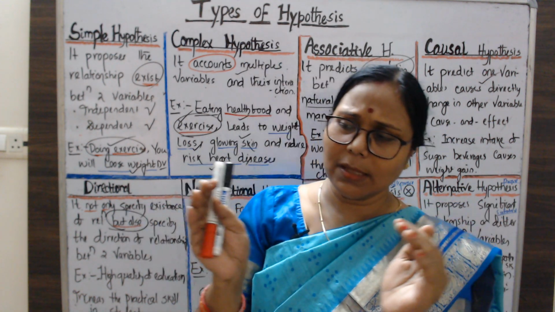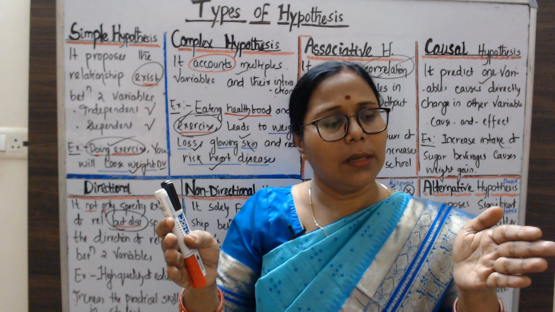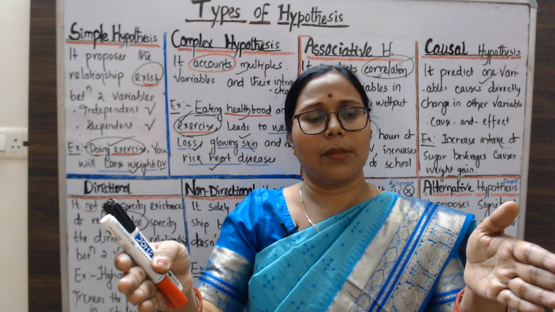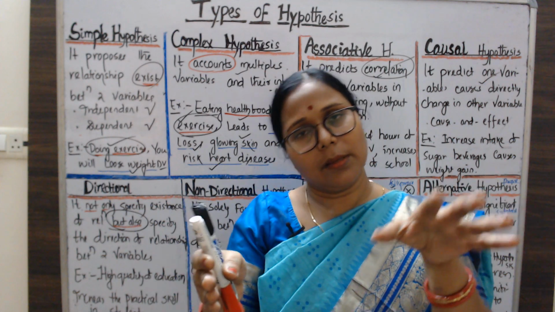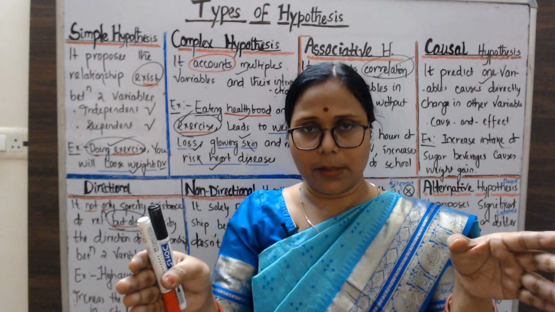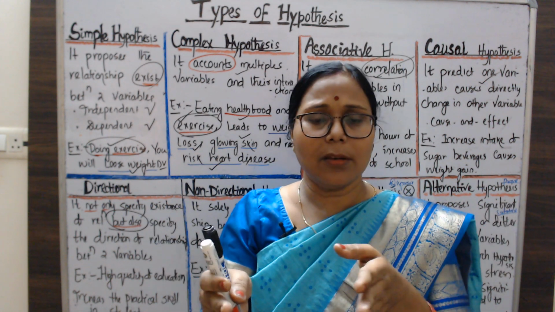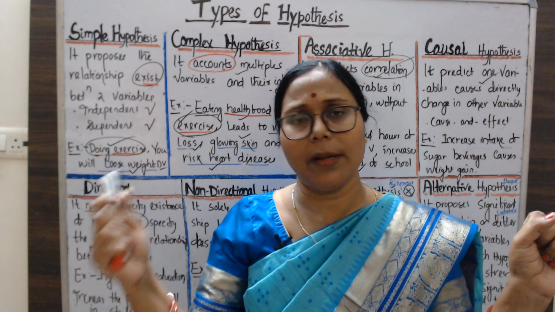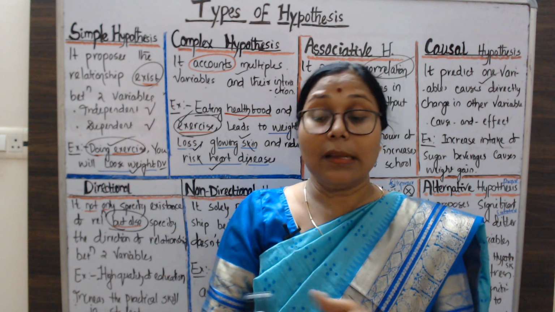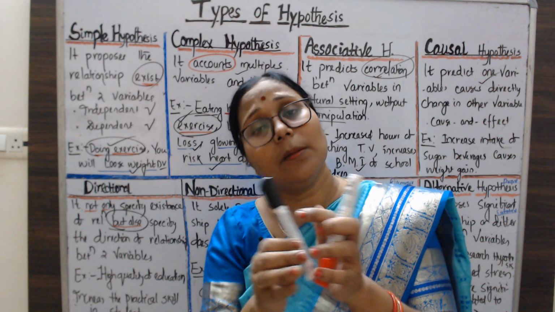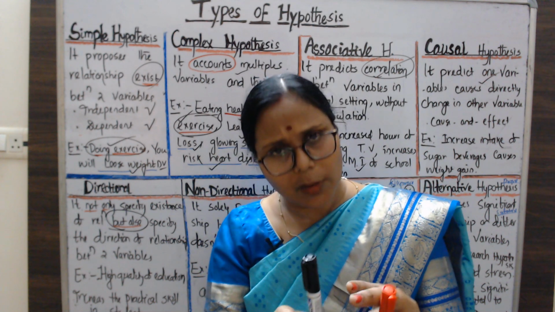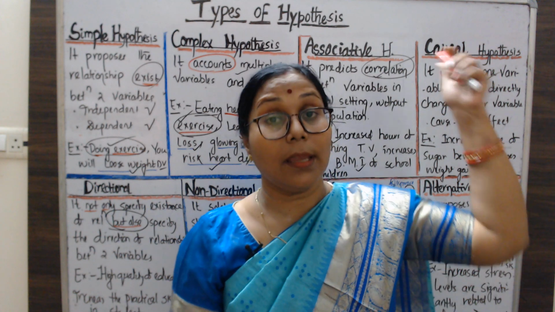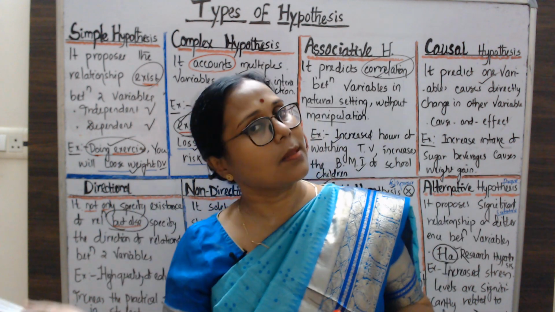On the basis of the relationship, sometimes there is a relationship that exists between the variables. Sometimes we say there is no relationship between the independent variable and the dependent variable. Somewhere there is an association between the dependent variable and the independent variable. So on the basis of the relationship, they are classified into types. Let's discuss one by one.